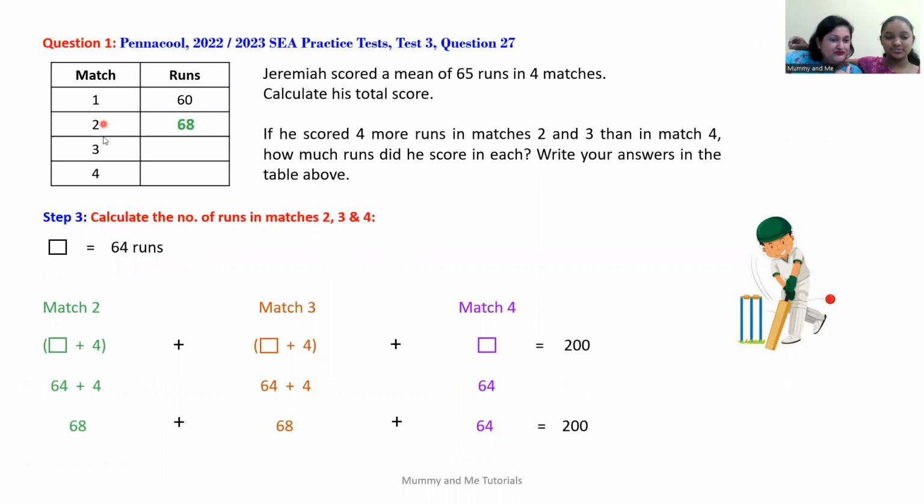So in match 2, Jeremiah scored 68 runs. In match 3, he also scored 68 runs. And in match 4, he scored 64 runs. Great job. And we wrote our answers in the table. And 68 plus 68 plus 64 does add up to 200. So we know we were correct. And did we answer the question? Yes, we did. So that's it? Yes.